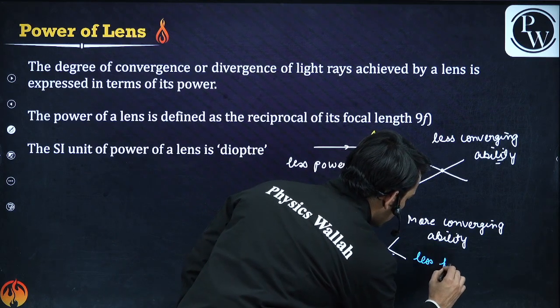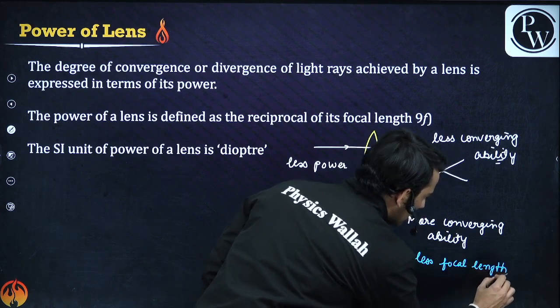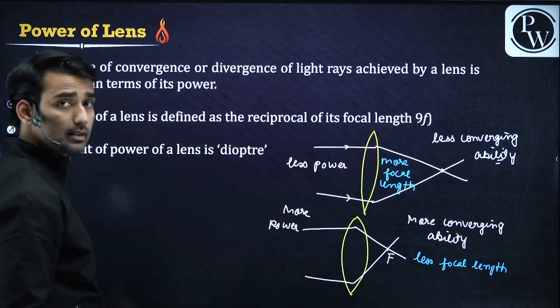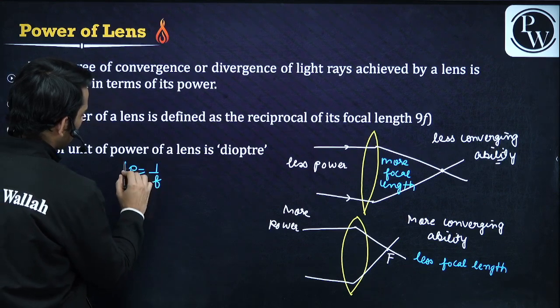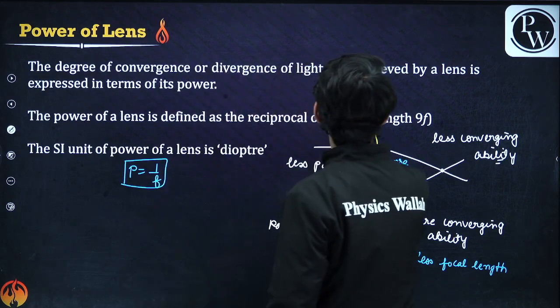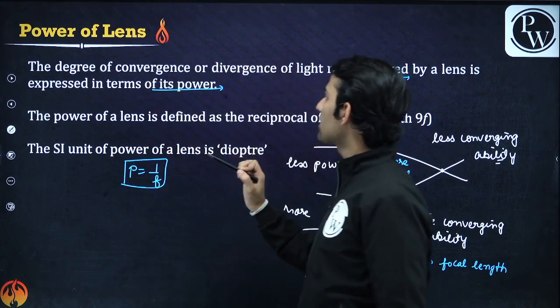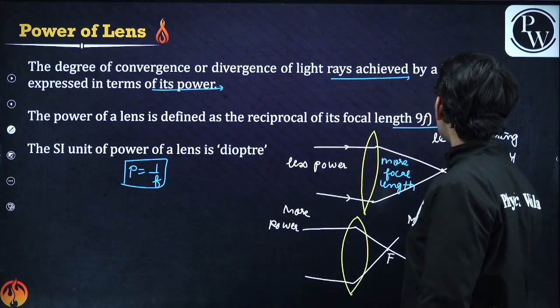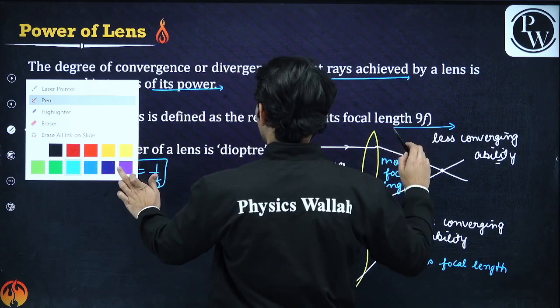So what can you say? Isn't it that the power and the focal length are inversely proportional? So power is defined as the reciprocal of the focal length. The converging and the divergence of the light rays achieved by a lens is expressed in terms of its power. It is defined as the reciprocal of the focal length.